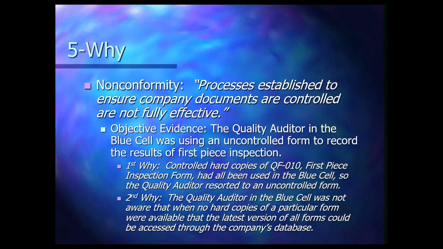So let's now examine our company document issue. A quality auditor in the blue cell was using an uncontrolled form. Controlled hard copies of Form 10, first piece inspection, had all been used in the blue cell, so the quality auditor resorted to an uncontrolled form. He ran out of paper, basically. The quality auditor in the blue cell was not aware that when no hard copies of a particular form were available, the latest version of all forms could be accessed through the database. If we stop there, that's a human error, but we keep going.